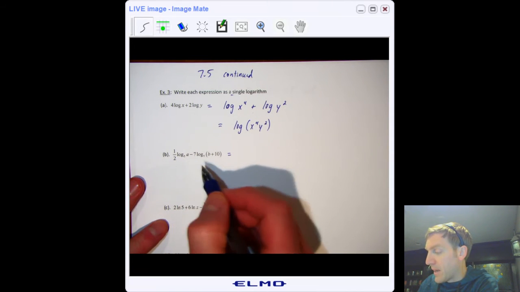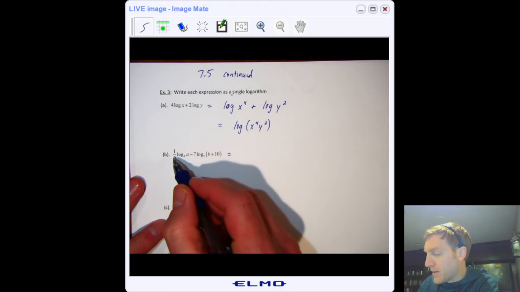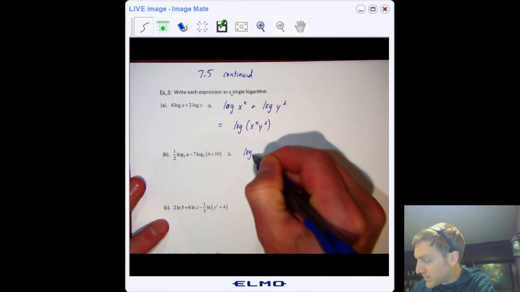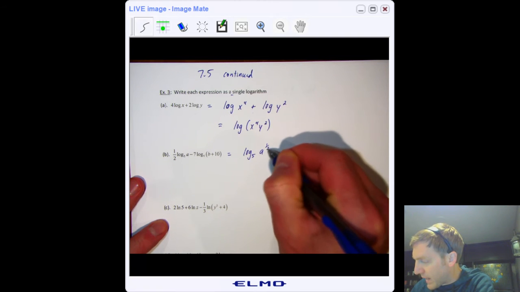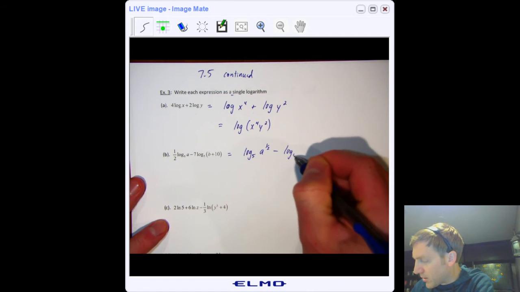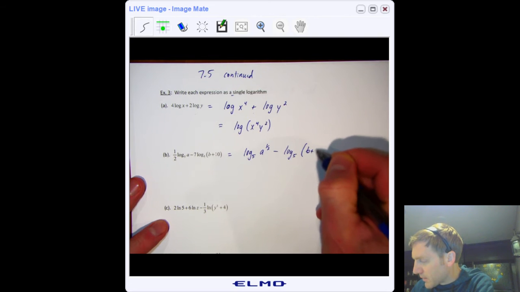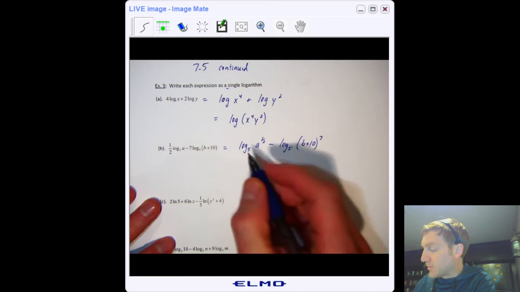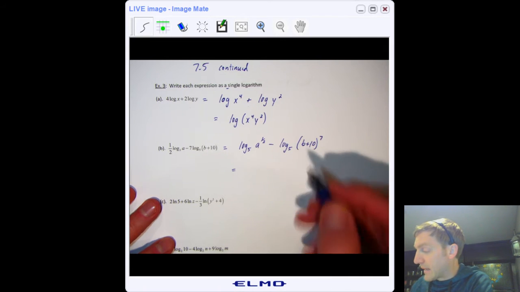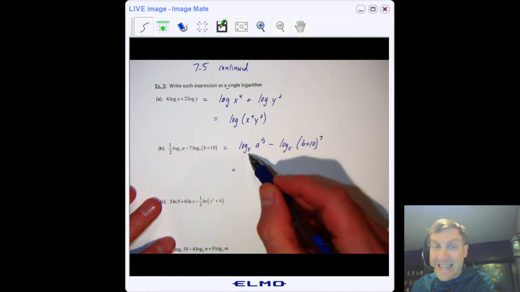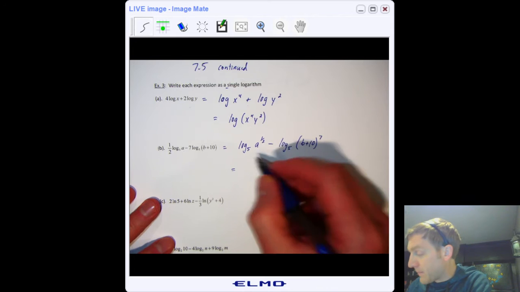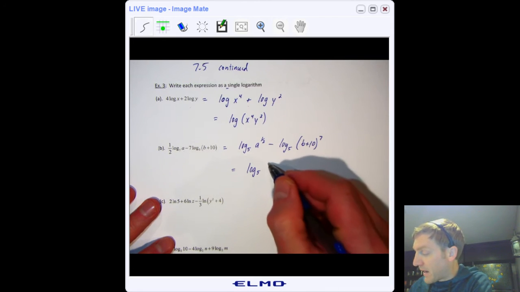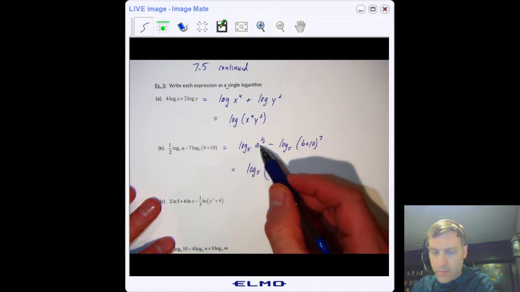Okay, so next one. 1/2 log base 5 of a minus 7 log base 5 of b plus 10. So let's take the 1/2 and the 7 and make them an exponent. So log base 5 of a to the 1/2 minus log base 5 of the quantity b plus 10 to the 7th power. Now since it's a subtraction, I'm going to make it division. But remember, it's division inside a log. It's not two different logs. The division happens inside a single log. So log base 5 and then parentheses a to the 1/2.